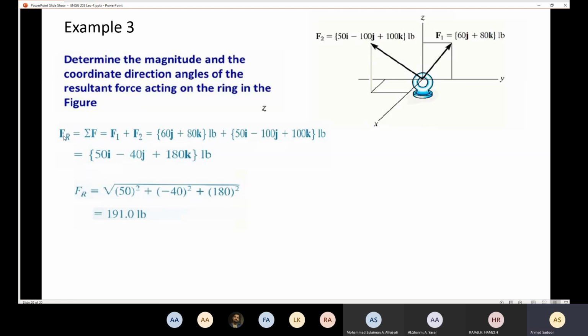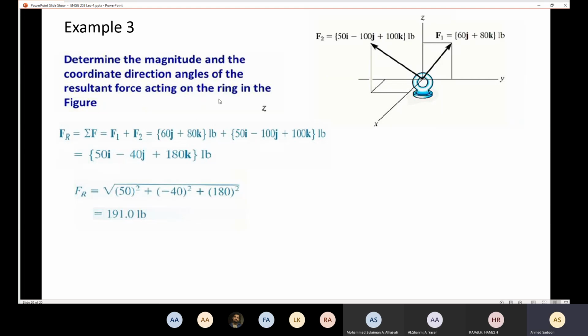Now I have the resultant. I will be able to calculate the magnitude. He asked about the magnitude here. So the magnitude is going to be the square root of fx squared plus fy squared plus fz squared. And the magnitude came out to be 191 pounds.